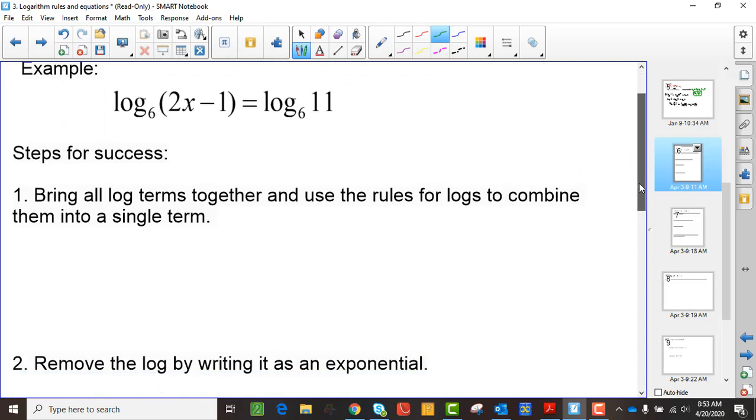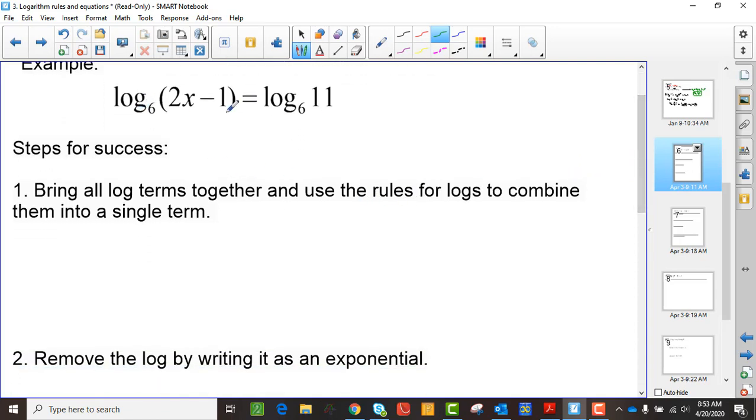In this case, we have an example here of log base 6 of 2x minus 1 equals log base 6 of 11. What you can do is use the rules for logs to bring them together. In this example, you don't really have to, because if log base 6 of 2x minus 1 equals log base 6 of 11, then you know that 2x minus 1 has to equal 11, which means that 2x has to be 12, and x has to be 6.